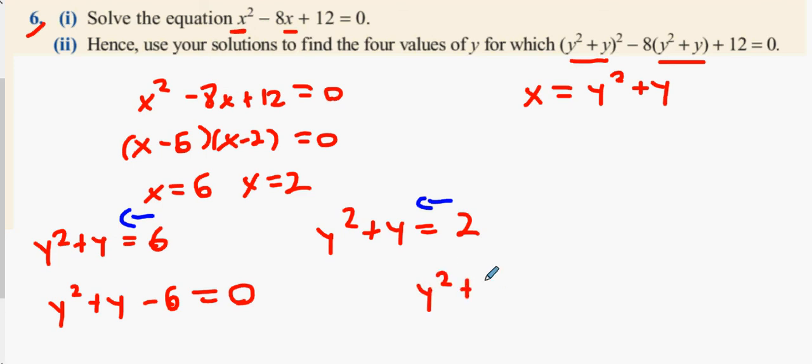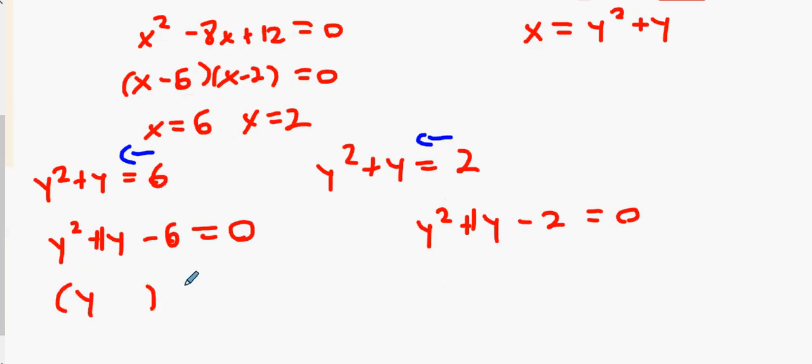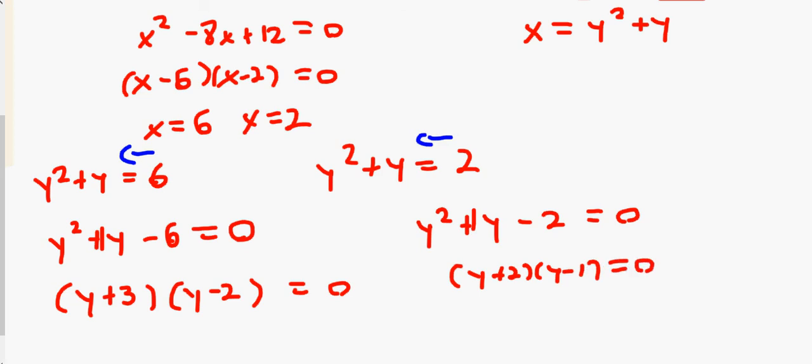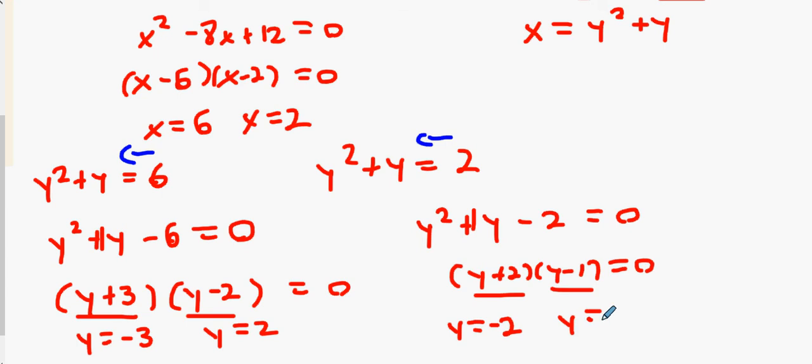Take away 2. Alright. Two numbers that multiply to give you minus 6, but will add to give you plus 1. Plus 3 and minus 2. And the other one, two numbers that multiply to give you minus 2, but add to give you 1. Yeah, 2 and minus 1. What are your answers then? Y equals? Not 3. What causes this part to become 0? Yeah, and this one here? Yeah, this part here? And this one here. And you're done. Okay?